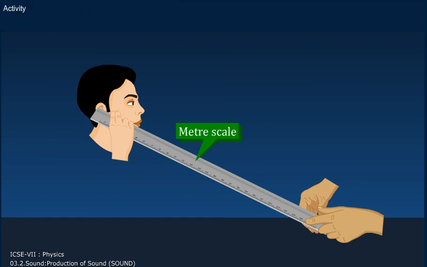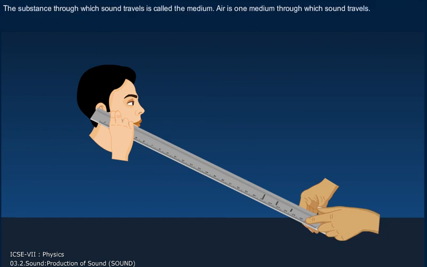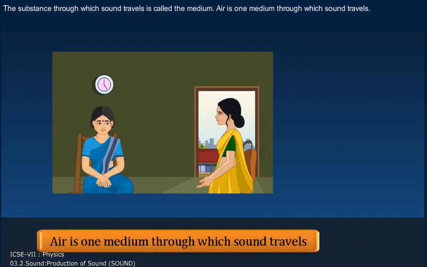Activity. Take a meter scale and hold its one end to your ear. Ask your friend to gently scratch or tap the other end of the scale. We can hear the sound of the scratch. The substance through which sound travels is called the medium. Air is one medium through which sound travels.